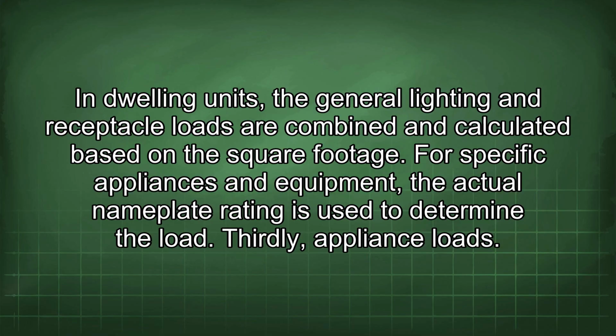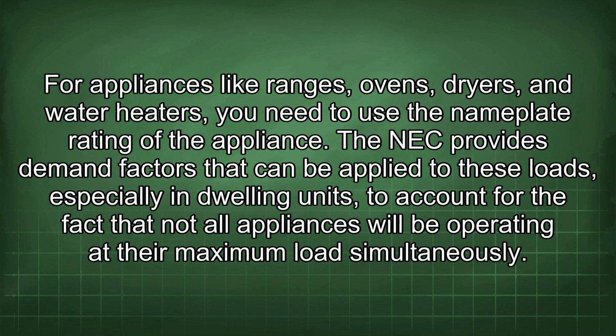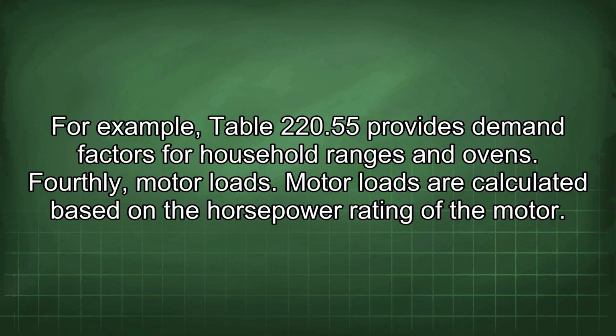Thirdly, appliance loads. For appliances like ranges, ovens, dryers, and water heaters, you need to use the nameplate rating of the appliance. The NEC provides demand factors that can be applied to these loads, especially in dwelling units, to account for the fact that not all appliances will be operating at the maximum load simultaneously. For example, Table 220.55 provides demand factors for household ranges and ovens.